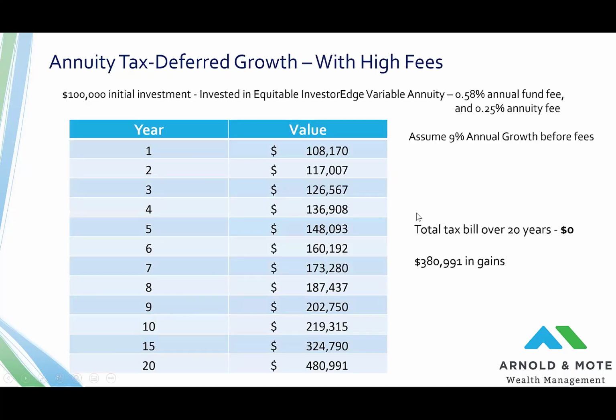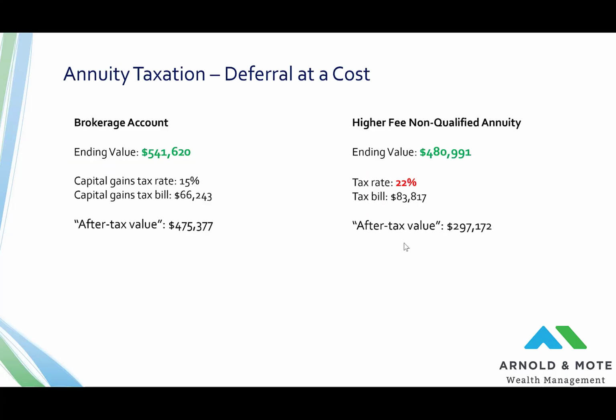But so now let's look at that same example. And now we have that same $100,000 initial investment, now with these higher fees. And so you're getting much less growth over that 20 years. That fee is really adding up here. And so we're ending up with a total of about $480,000. Again, they would highlight that tax bill of $0 that you've paid over the years, but you end up with less in the end than a brokerage account.